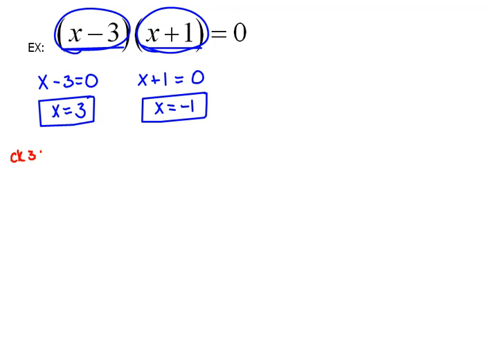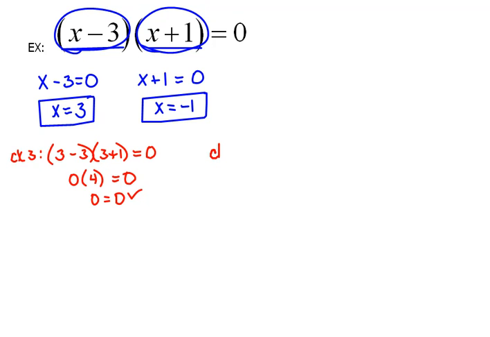Now let's just check this to make sure that it actually works. Let's check our answer of 3. If this is truly a solution to this problem, then it should make this mathematical statement true. So I should be able to plug in a 3 everywhere I see an x. That means 3 minus 3 times 3 plus 1 is supposed to equal 0. 3 minus 3 is 0, times 3 plus 1 is 4. And is 0 times 4 equal to 0? Yes, it is. So that checks out.